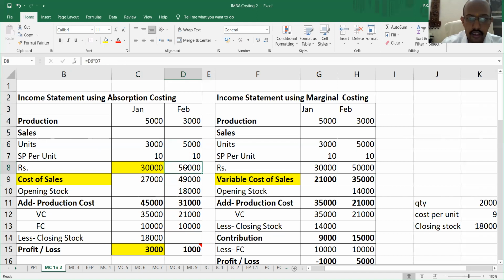Now my sales was 50,000. My cost is 49,000. So over here, my profit comes to 1,000 rupees for the month of Feb. Okay. Now what is happening over here is that there is something that is not appealing to logic. In Jan, when I produced more and sold less, my profit comes to be more. That is 3,000 rupees. In Feb, when I produced less and when I sold more, it comes to rupees 1,000.